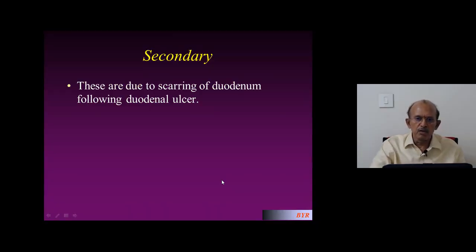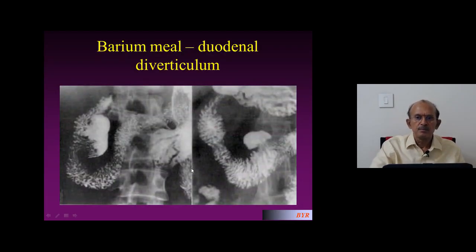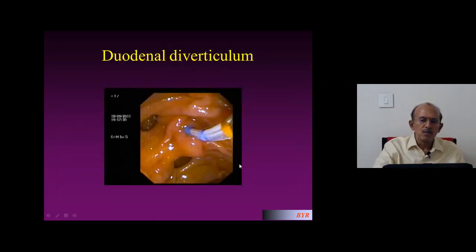Secondary diverticula are due to scarring of the duodenum following duodenal ulcer. They cause trifoliate deformity on the barium meal X-ray. You can see this is a barium meal X-ray showing this diverticulum here. This is one more diverticulum here in the third part of the duodenum. If you do endoscopy, you can see these diverticular openings. So this is the mouth of the diverticulum.